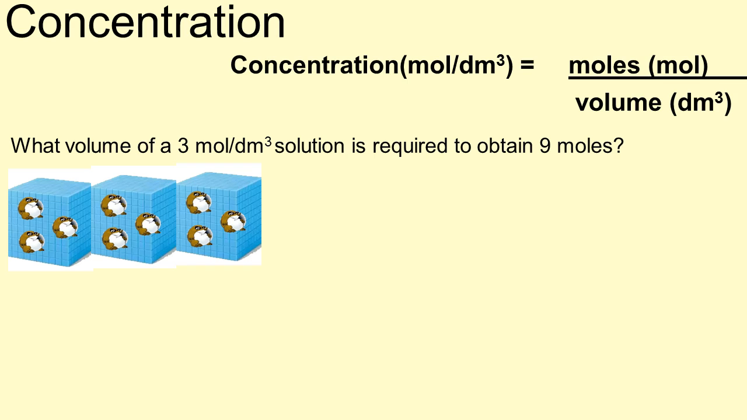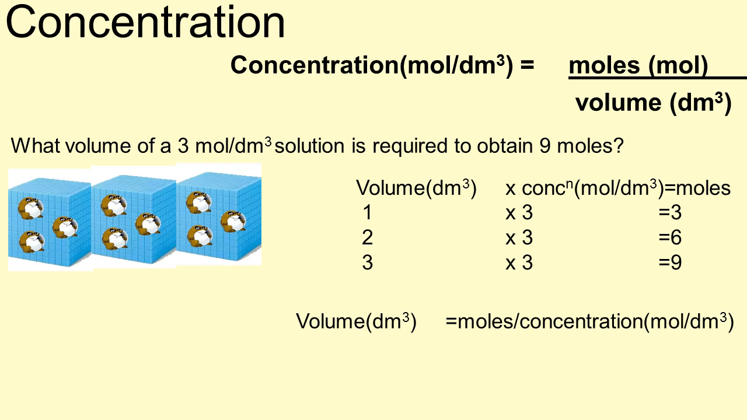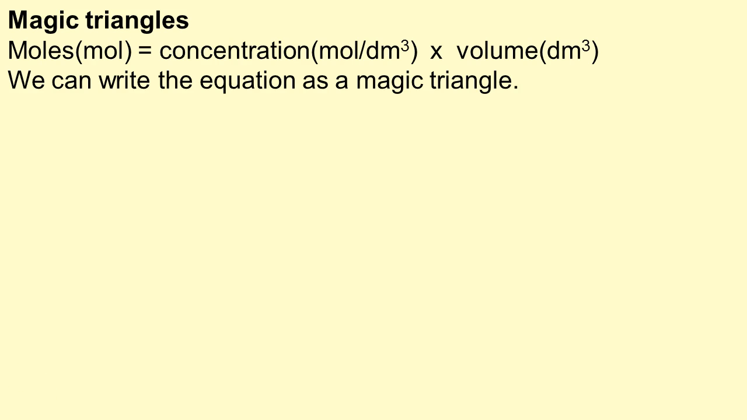So what we're doing is volume times concentration tells us the number of moles. So 1 decimeter cubed times concentration of 3 moles per decimeter cubed gives us 3 moles. What we can do with the equation, volume times concentration equals moles, is rearrange it. So we can say that volume will be equal to moles and divide both sides by concentration to give us volume is equal to moles over concentration. So 9 moles divided by 3, which is the concentration, tells us we will find 9 moles in 3 decimeters cubed. So we have our equation, moles is equal to concentration times volume.